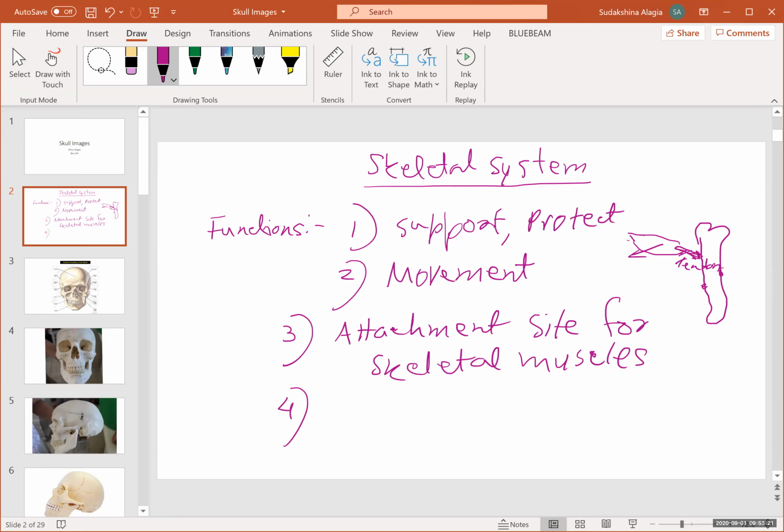And the fourth function of the skeletal system is production of red blood cells. As we studied, bone tissue is vascular, and it has blood-forming tissue within. So formation of not just red, let's just say blood-forming cells. This is the system that contains the blood-forming tissue.